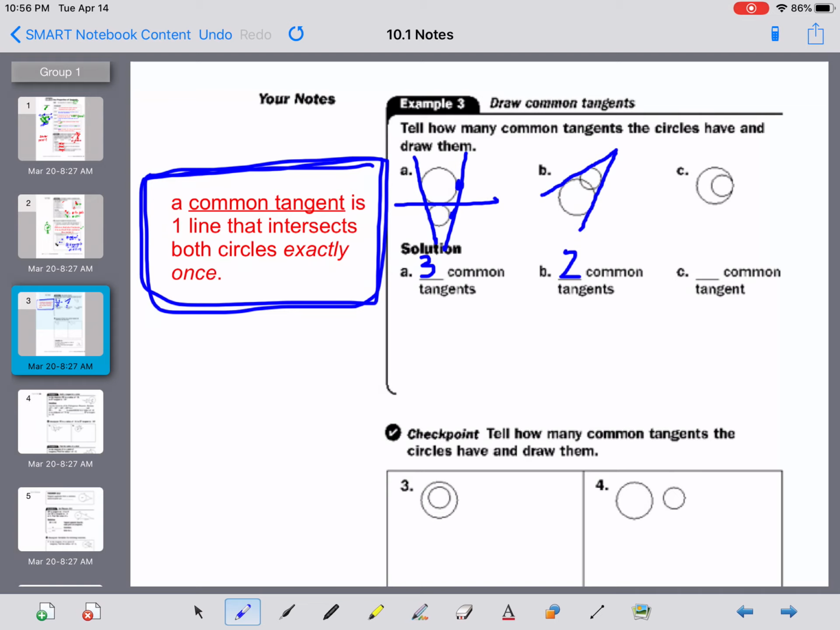For C, my next scenario has a circle inside a circle, but they're touching. I can get 1 common tangent line. Let's see if I can try that one again. 1 common tangent line right there. It touches each one of them once, so I get 1 common tangent line.